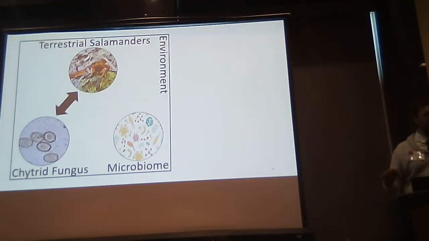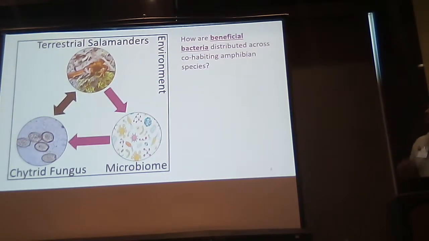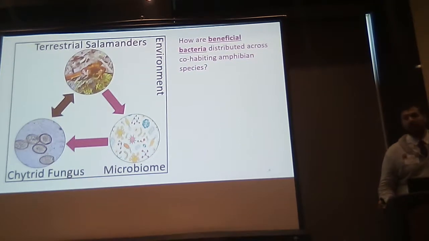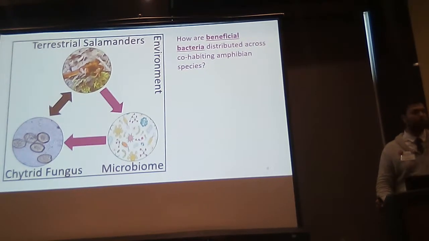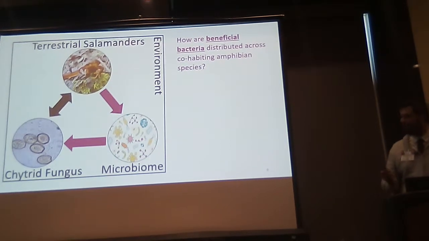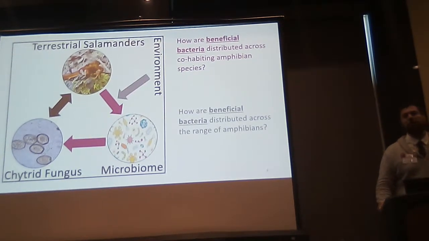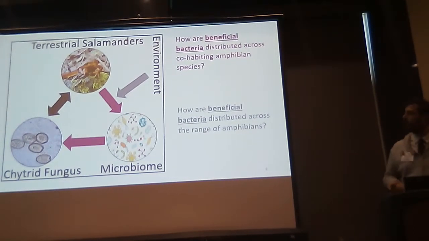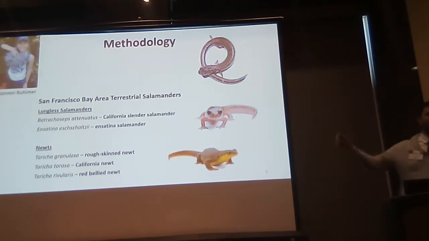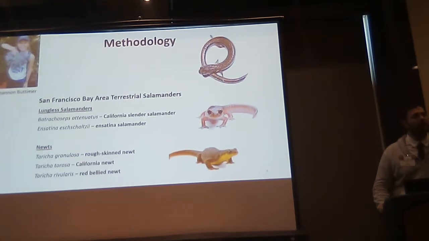wave. If it does come in, we want to know, one, how are beneficial bacteria distributed across different species, specifically maybe species that we know are susceptible and others that are resistant. And then two, across the range of these species, what role is the environment playing in the distribution of these beneficial bacteria?